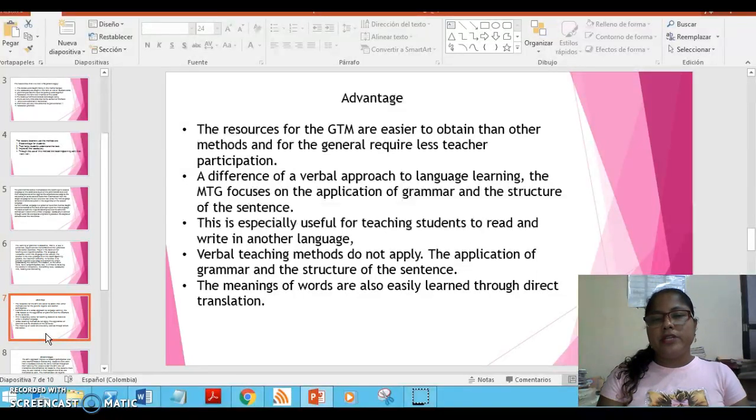Verbal teaching methods do not apply the grammar and the structure of the sentence. The meanings of words are also easily learned through direct translation.